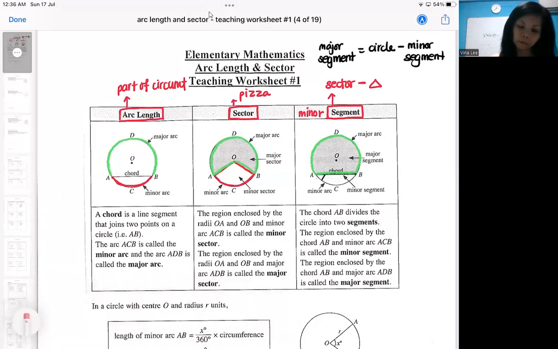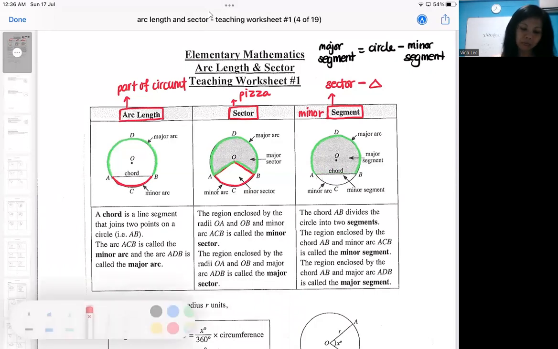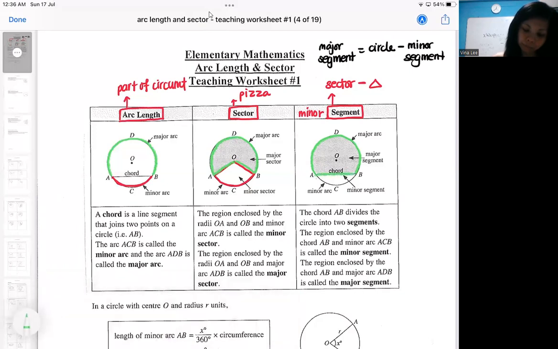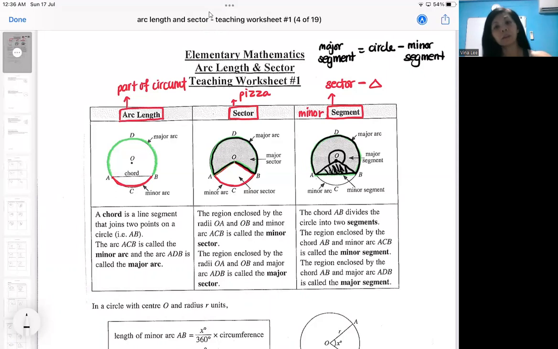Okay, so there's another way of doing it. Another way of looking at the major segment will be this. You can look at it as the major sector, the big pizza, plus a triangle. Remember the big pizza here? You can also look at it as a big pizza plus a triangle. So that is another way. You will still get the same area.